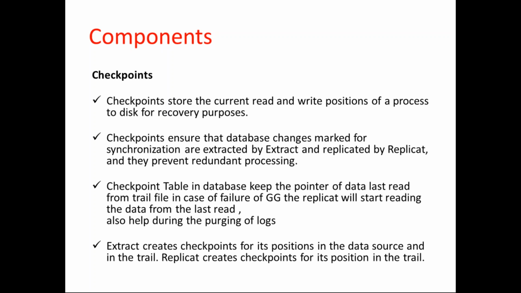Checkpoints ensure the database changes marked for synchronization are extracted by extract and replicated by replicat. Fine. So if any process crashes, these checkpoints are maintained in files known as checkpoint files. It keeps a position from where it has to read. Whenever it crashes, it knows from where it has to read. So for synchronization and maintaining data integrity, it is very necessary, and it prevents any kind of redundant processing. There is also a checkpoint table. We can also configure a checkpoint table in the target system for the replicat. So replicat keeps its checkpoint in two ways, one in a file and one in a table, and we keep on syncing these checkpoints.